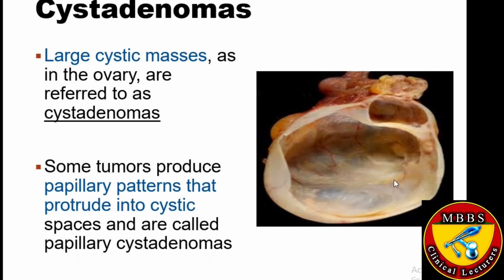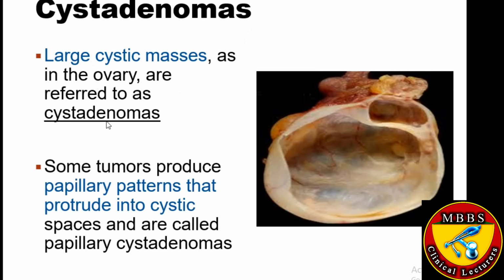Now coming to the cystadenomas, which are large cystic masses, and in the ovary are referred to as cystadenoma. Whenever you see large empty spaces like a cyst, we call it cystadenoma because it has to have a certain glandular component also. So cyst is for the large spaces, adenoma is for the glandular component, and oma is for the benign counterpart. And usually they are found in the ovary. We call them cystadenoma.